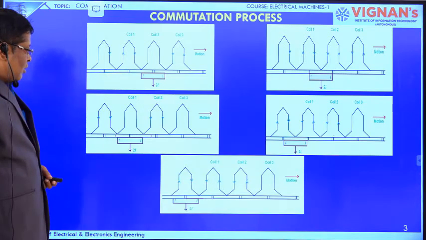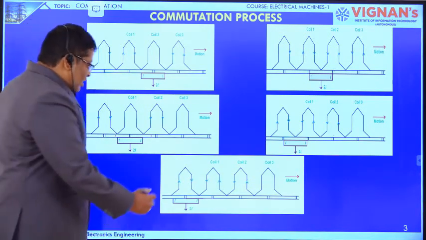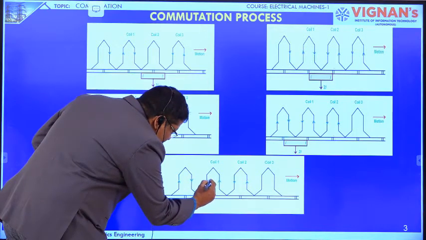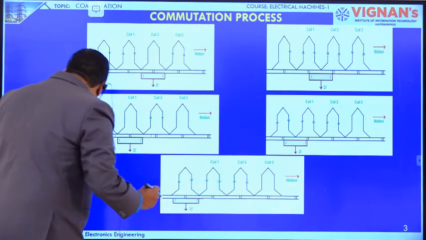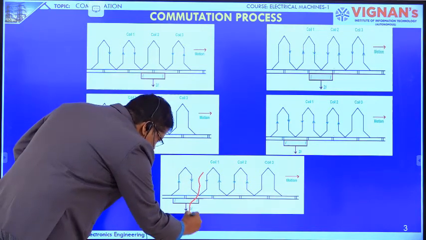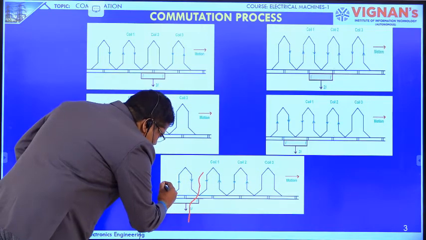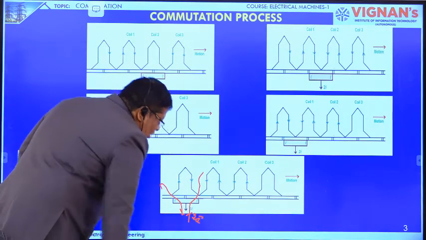This is the last case. In the last case, coil 1 is supplying the current in the opposite direction. This is I amperes of current, supplying I amperes in this manner. The remaining I amperes of current is coming here. The total 2I amperes of current is flowing through the load.